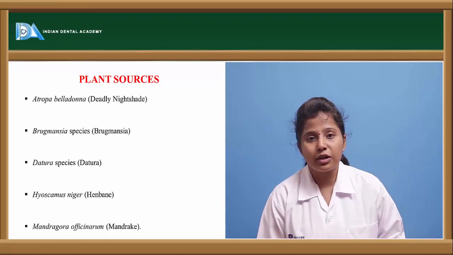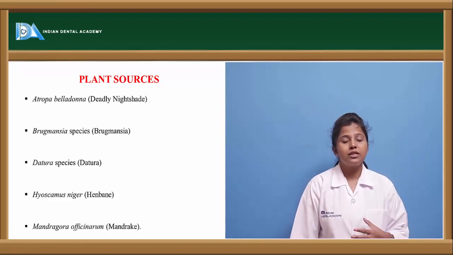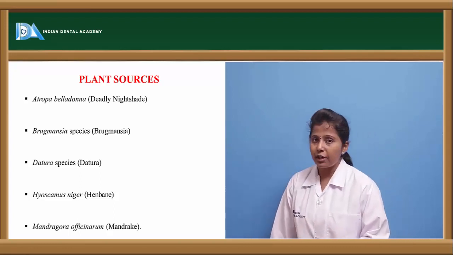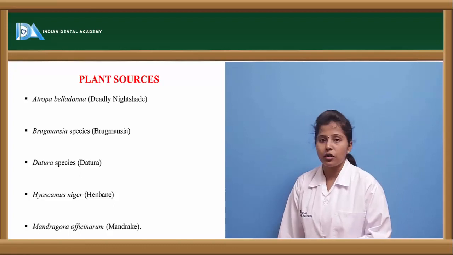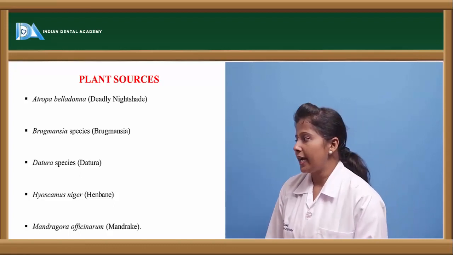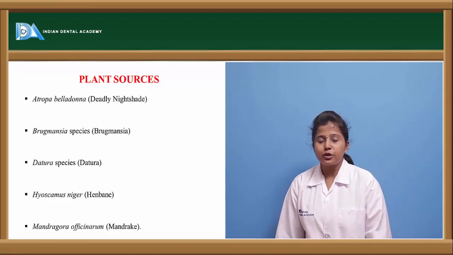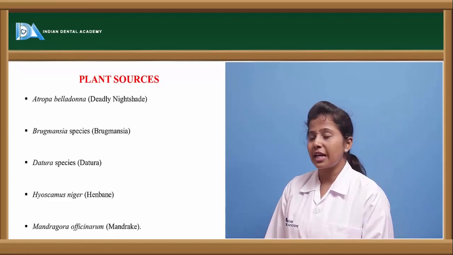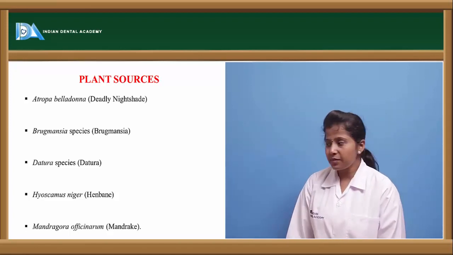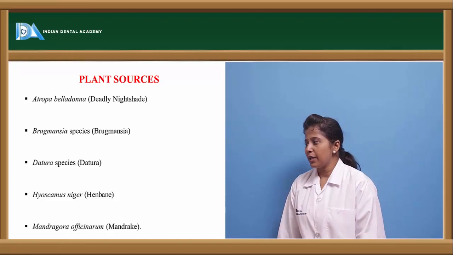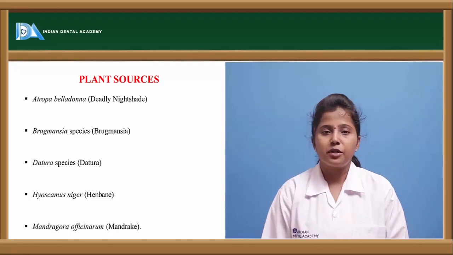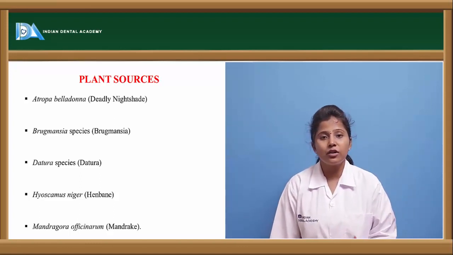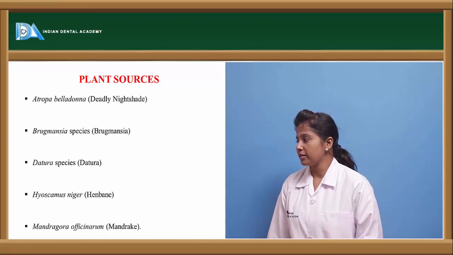The other plant sources of these anti-muscarinic drugs include Atropa belladonna, from which atropine is obtained, also called deadly nightshade, and Brugmansia species. These species contain alkaloids which have antimuscarinic effects. Also Datura species, Hyoscyamus niger, and Mandragora officinarum. These are a few of the plant sources containing alkaloids with antimuscarinic effect.